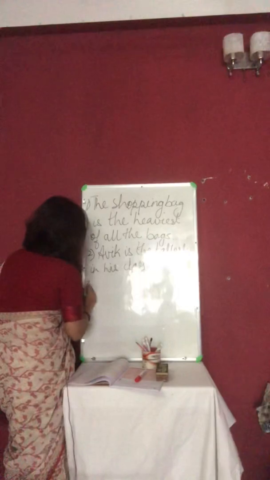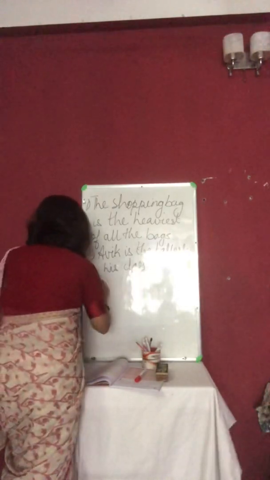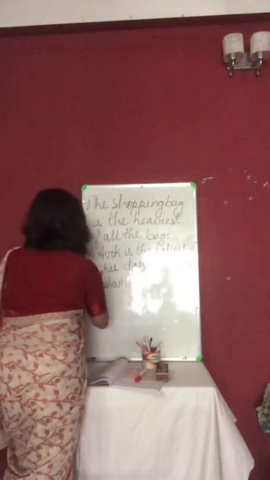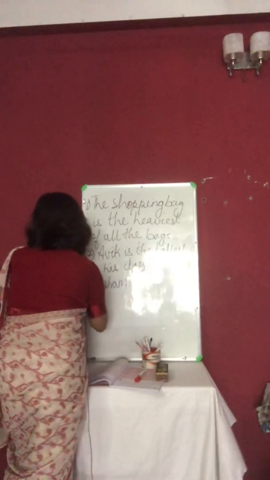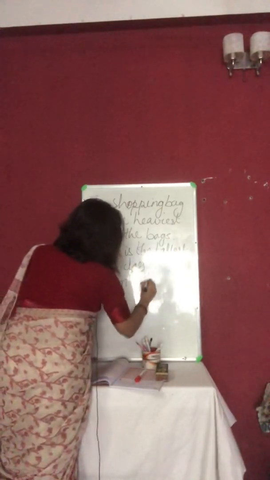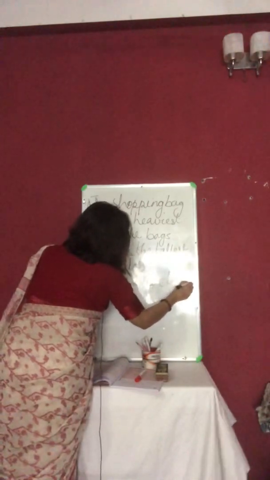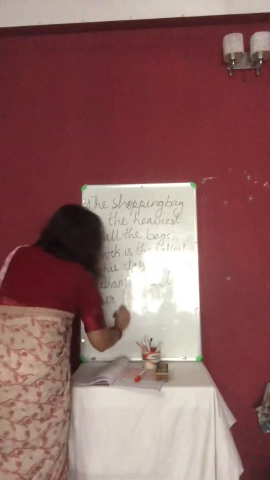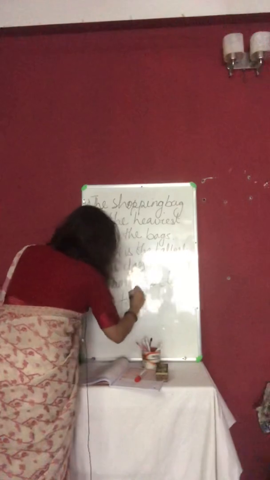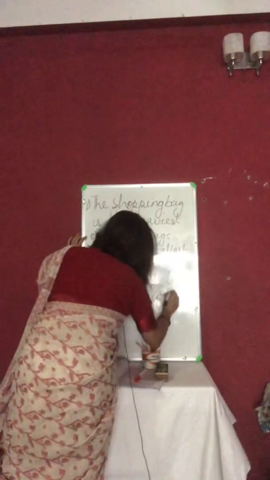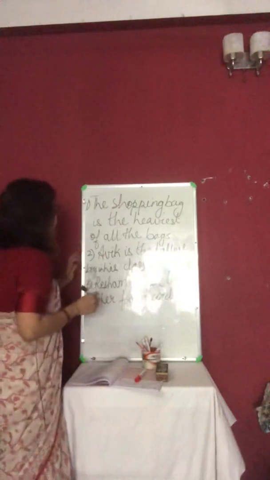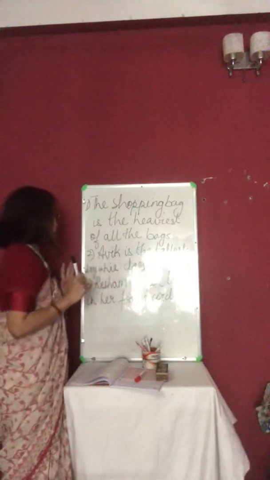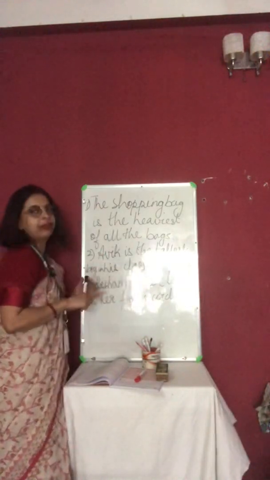Number 3. Resham is the cleverest in her friend circle. All right, so I will read it out again. The shopping bag is the heaviest of all the bags. Avik is the tallest boy in his class. Resham is the cleverest in her friend circle.